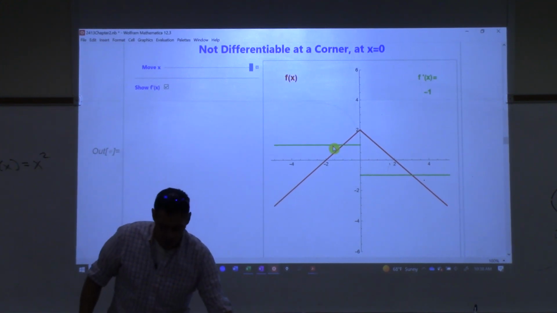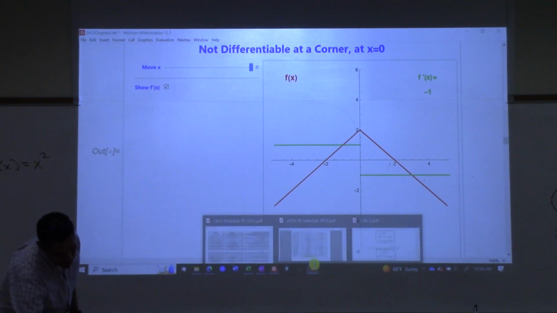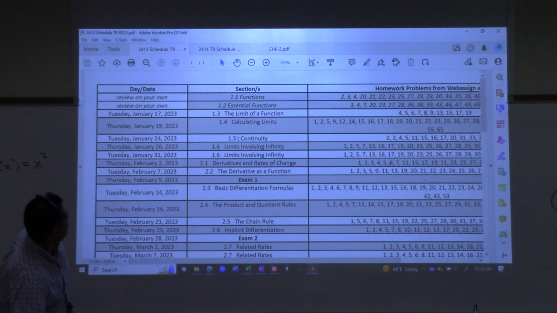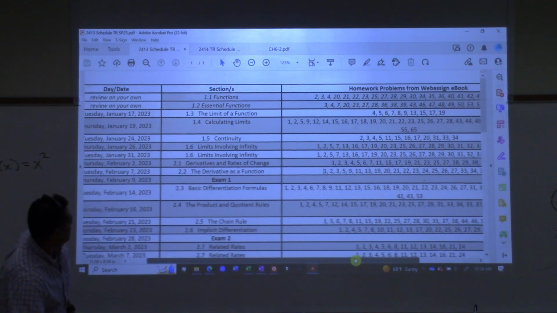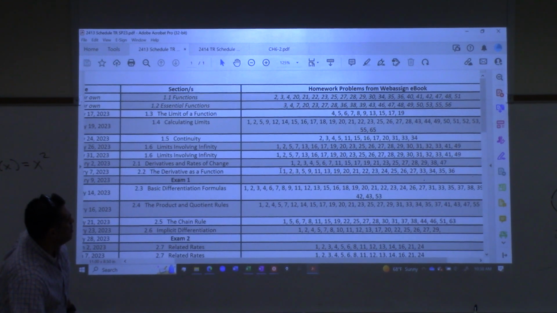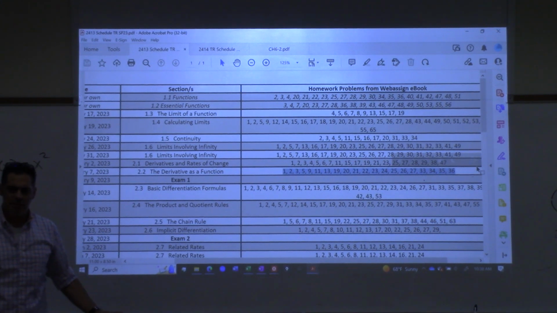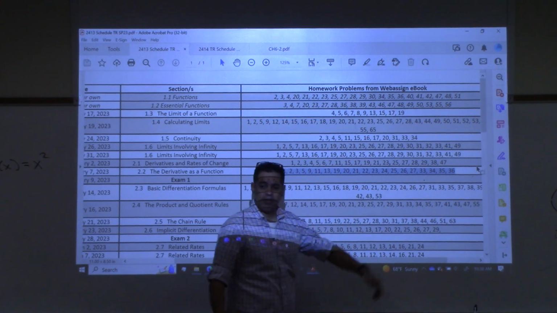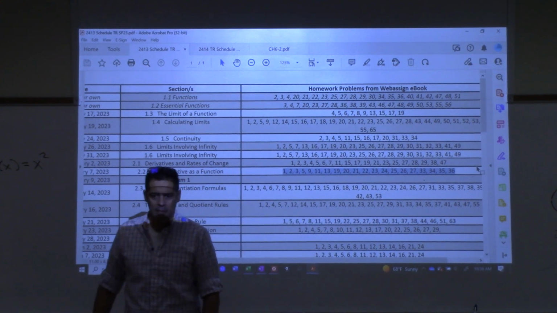The homework is whatever's on the schedule here. So for 2.2, it's these problems right here. It's a lot of problems. You're supposed to do as much as you can to feel comfortable with the concept, right? You don't have to do every single one of these. Just do enough where you feel like, okay, I get it.